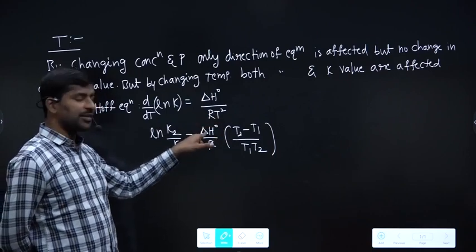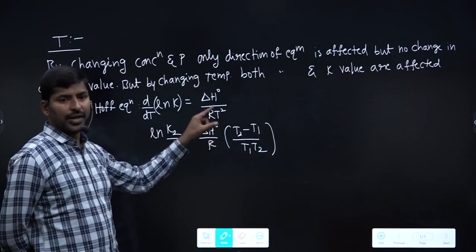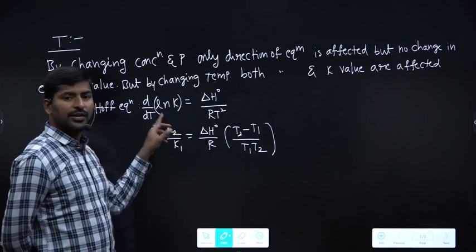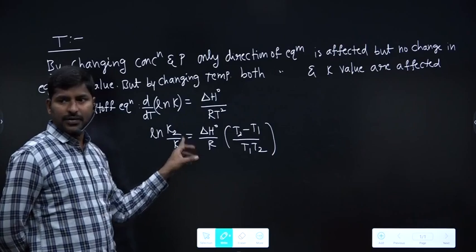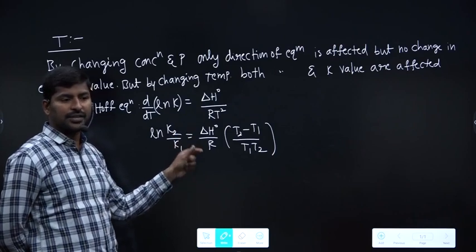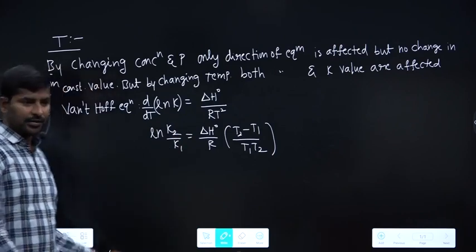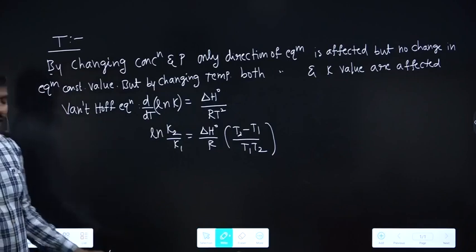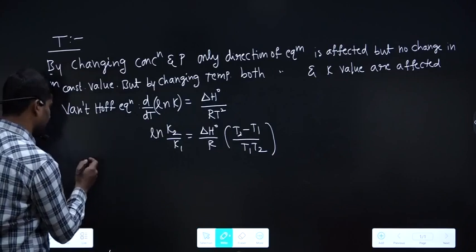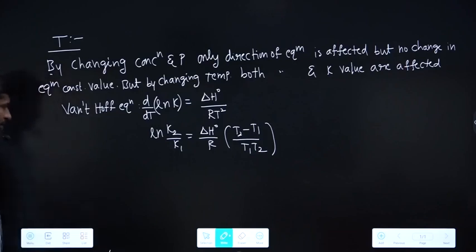For an exothermic reaction, delta H naught is negative. We are getting a negative value, which means K2 is less than K1. That means as temperature increases, the K value decreases. All these we discussed in thermodynamics.